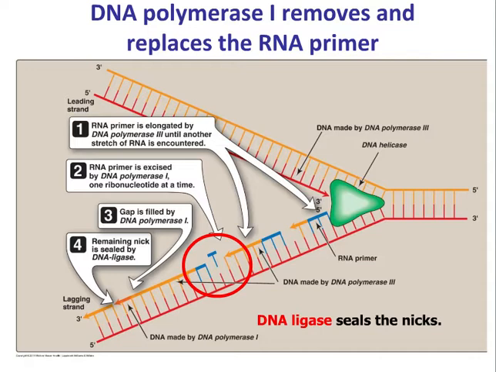The 3' hydroxyl group at the end of one fragment is then ligated to the phosphate group at the 5' end of the next fragment by a DNA ligase enzyme. This seals the nicks between the Okazaki fragments, converting them into a continuous strand of DNA.